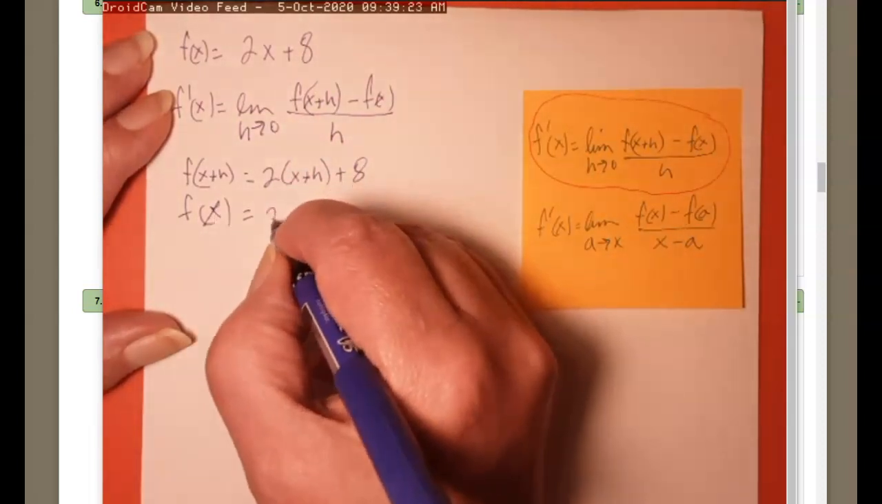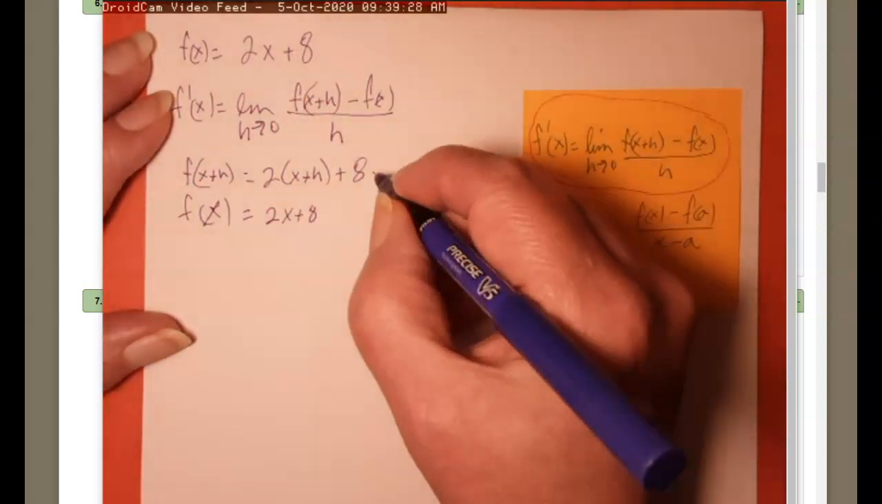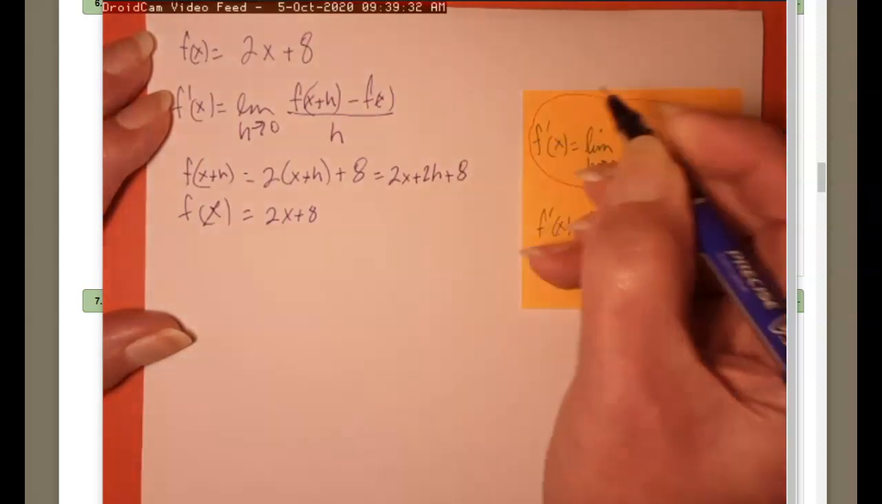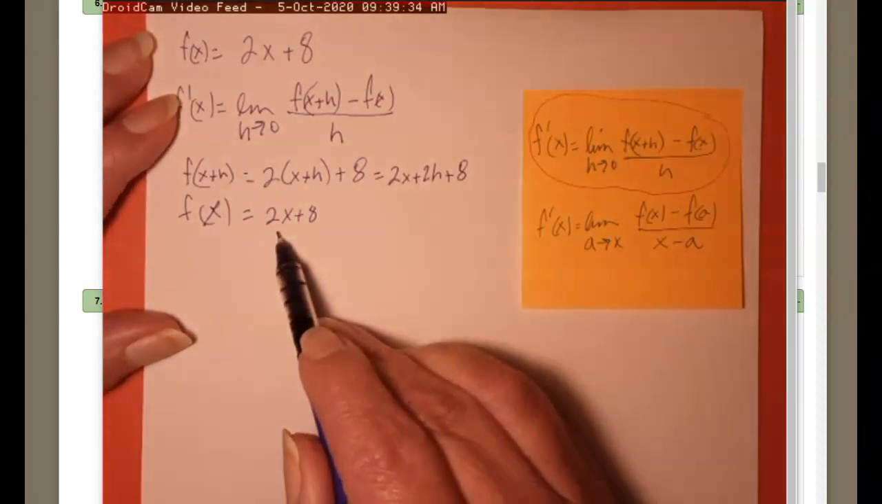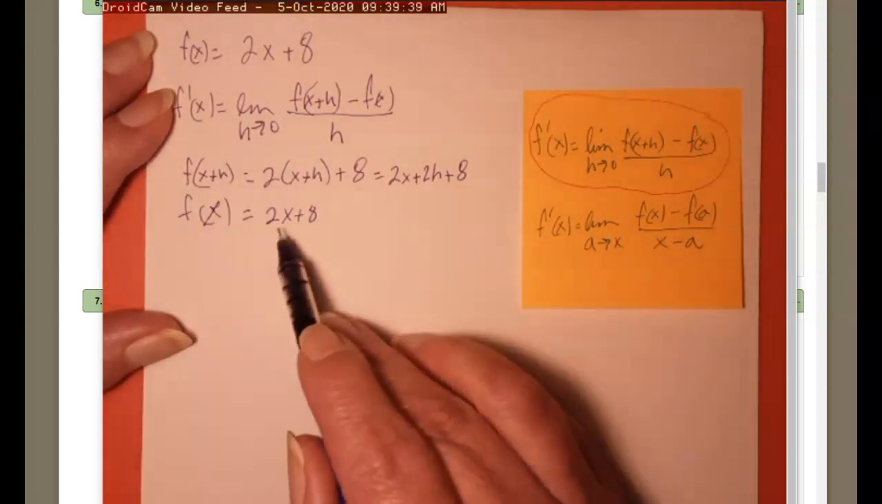So f of x is just 2x plus 8. That's what we had to begin with. Y equals f of x. I'm going to expand this, 2x plus 2h plus 8. So we've done these before. I can see if I subtract these off, I'm going to end up with the 2x and the 8 going away.